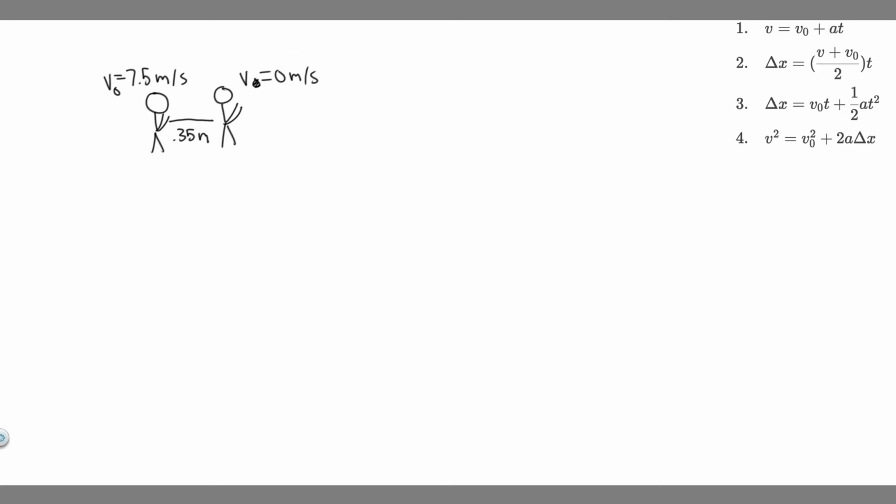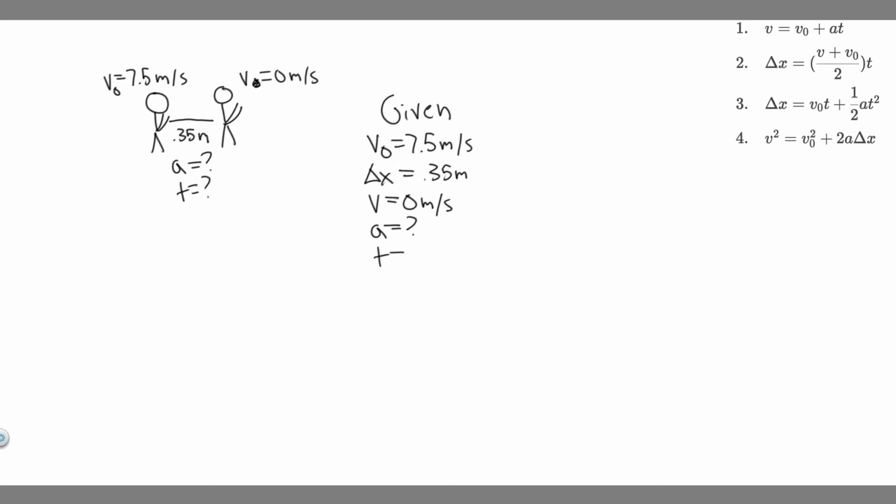What we're trying to do is solve for the deceleration, meaning we want to find acceleration, and then we also want to find how long the collision lasts, or the time. Now we want to write down the givens. What kinematic variables do we know in order to solve for the other two? The initial velocity is 7.5 meters per second. The distance the football player travels is 0.35 meters. The final velocity is 0 meters per second, since he goes to rest. And we're solving for the acceleration and then for t.